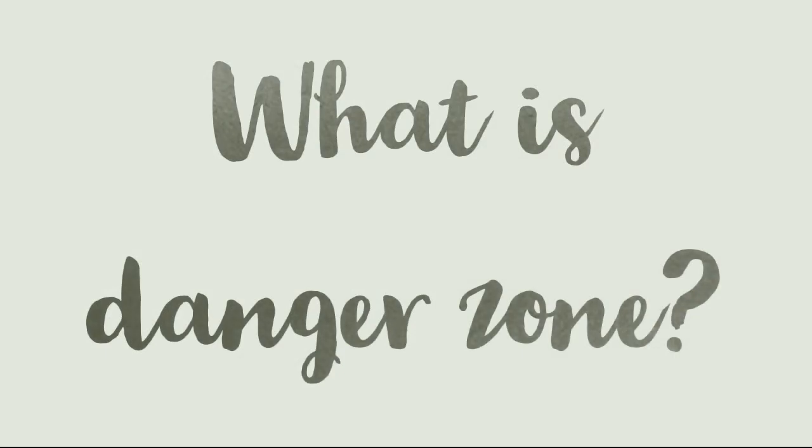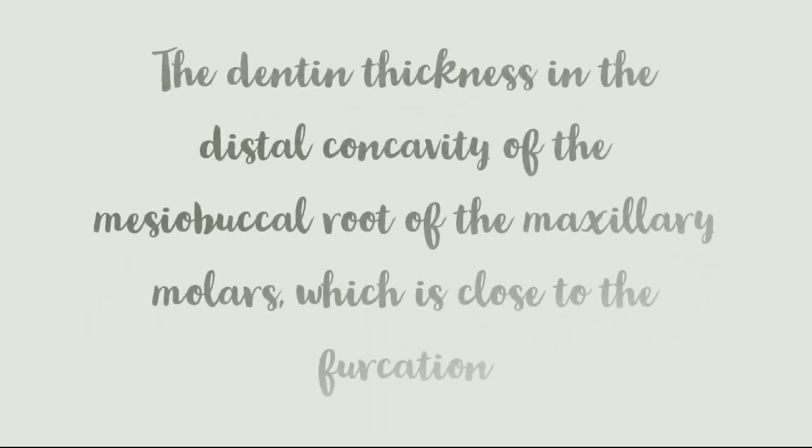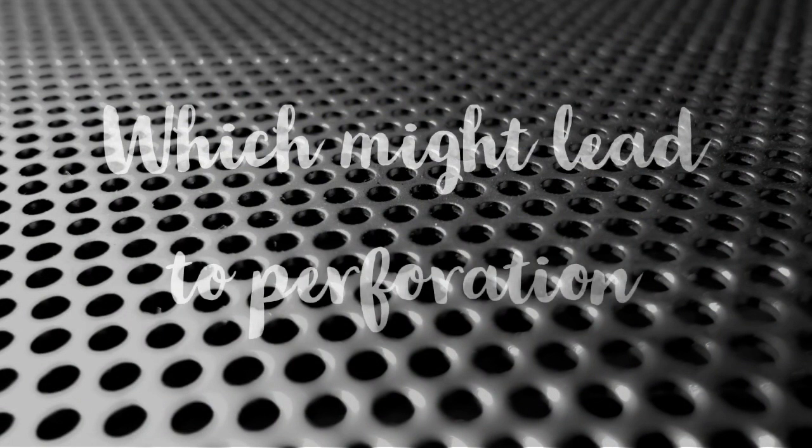Now, what is the danger zone in the maxillary first molar? The dentine thickness in the distal concavity of the mesiobuccal root of the maxillary molar that is close to the furcation is the danger zone. Why is that? Because it can lead to perforation.